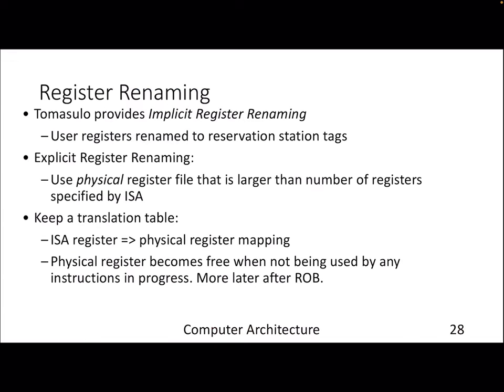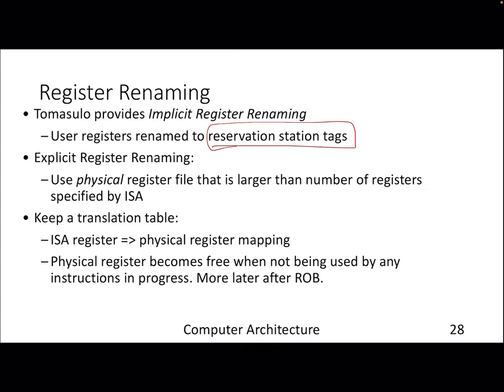So if you look at Tomasulo and the register renaming, it's implicit, as I was saying. You just need the reservation station tags in your instruction saying that, okay, I'm waiting for reservation station 3, and that will provide me the data, right?